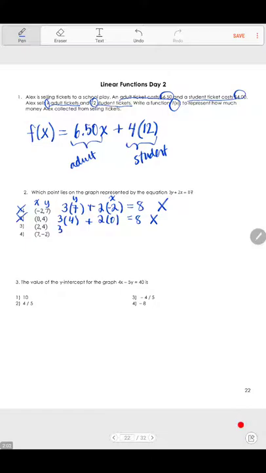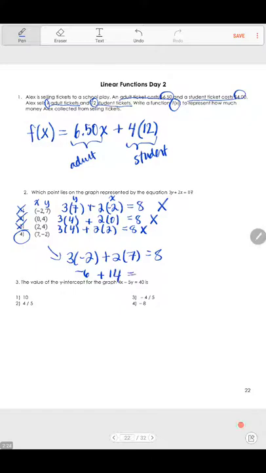Let's check the next one. 3 times 4 plus 2 times 2 equals 8. 3 times 4 is 12, plus 2 times 2, which is 4. 12 plus 4 is 16, not 8. Leaving us with this final one. Let's check it. 3 times negative 2 plus 2 times 7 equals 8. 3 times negative 2 is negative 6, plus 14 is definitely equal to 8.